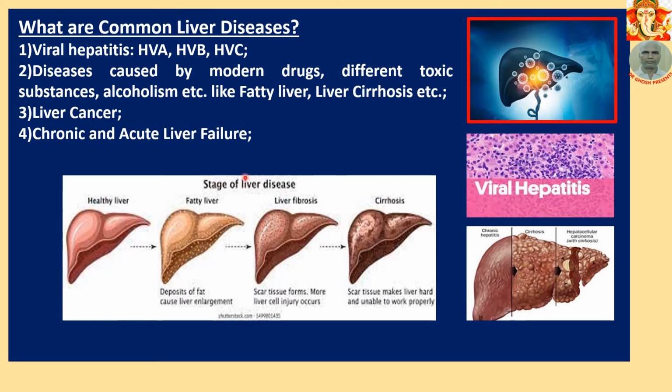Now see the stages of liver disease. Generally, the common stages are: healthy liver, fatty liver, liver fibrosis, then liver cirrhosis, and finally liver cancer. That's the final stage that will come later on.